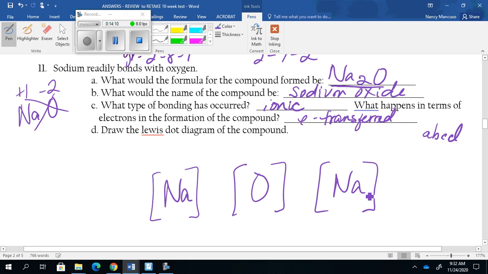C for charge. Way back over here, I had the charge. Nas each get a +1. Oxygen gets a -2. Stop right there, add them up, and make sure it equals 0. It does. And then D for dots. The dots are the electrons. Na lost electrons, so no dots. Oxygen used to have 6, and now it has all 8. So I show all 8 dots on the oxygen.